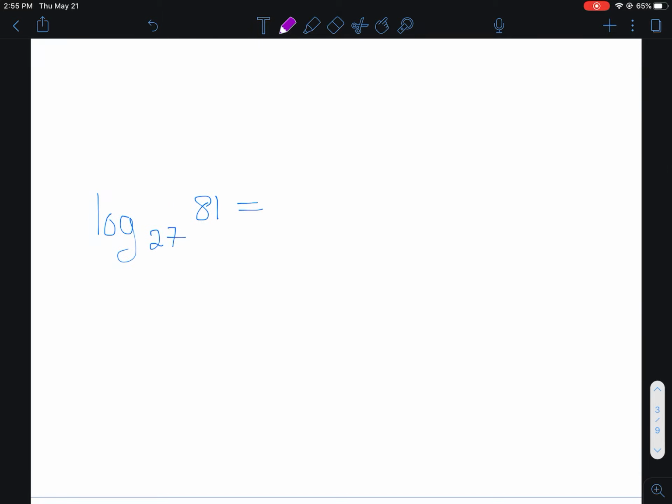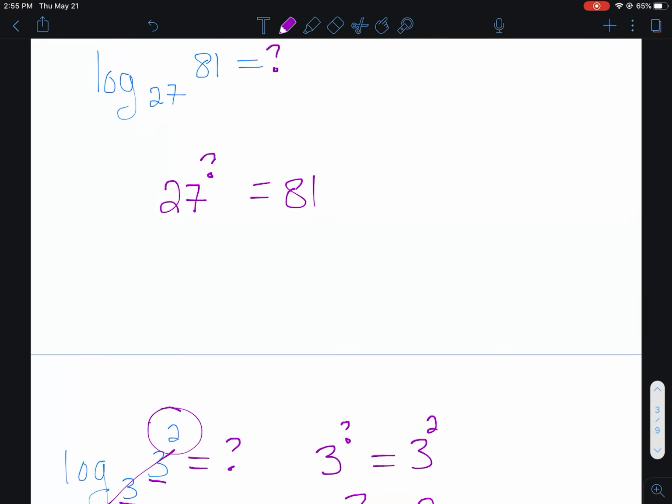Let's go back to this one that I had, log base 27 of 81. If I rewrite this in exponential form, 27 to the what power gives me 81? Well, we're not going to be able to raise 27 to any power to get to 81. But I do know that 27 and 81 can both be written with a base of 3, right? 27 is 3 to the third, to the question mark, and 81 is 3 to the fourth.